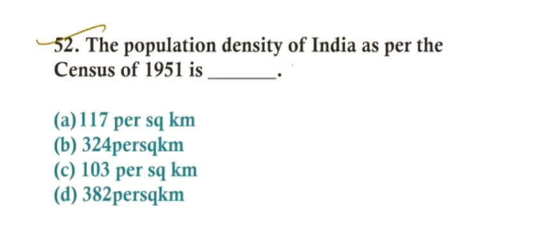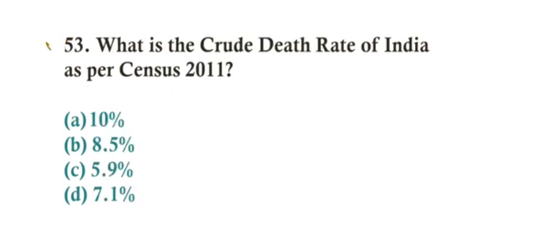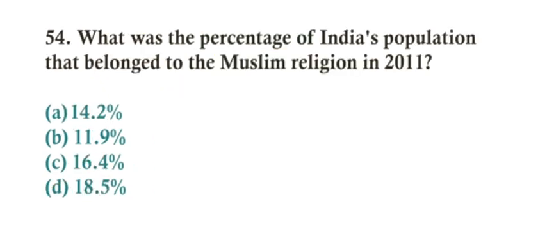52. The population density of India as per the census of 1951 is? Option number A, 117 per square kilometer. 53. What is the crude death rate of India as per the census 2011? Crude death rate. Option number D, 7.1%.